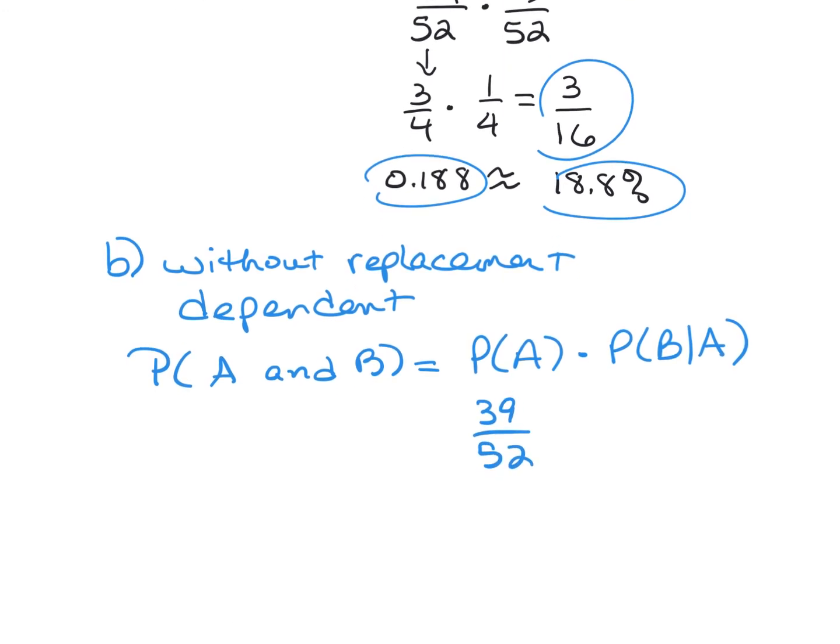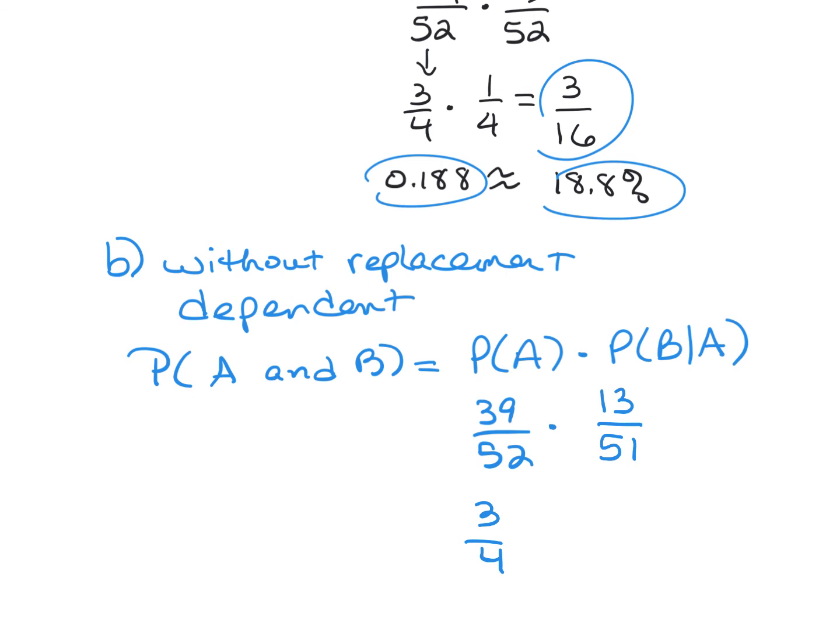Again, I can reduce that to 3/4. But the second probability, B given A happened, so I pulled the card out. So now I only have 51 cards to choose from, and I got my heart. Or, I didn't get the heart, sorry. So this stays the same, the 13, because all 13 hearts are still in there because event A was not a heart.